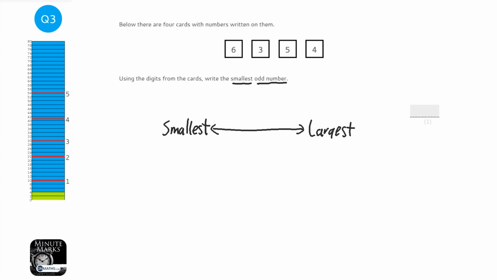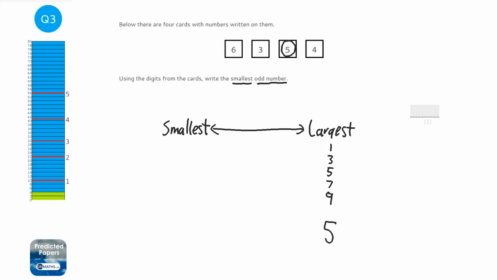Okay. We also need the last number to be odd. Now to make a number odd, the last number needs to be 1, 3, 5, 7 or 9. Okay, so looking at the largest numbers, the largest number is 6, so we want to end on a 6. However, 6 is an even number, therefore if we end on a 6, it will be an even number. So we've got to look at the largest odd number, which is the 5. So the 5 is going to go here to make the number odd.